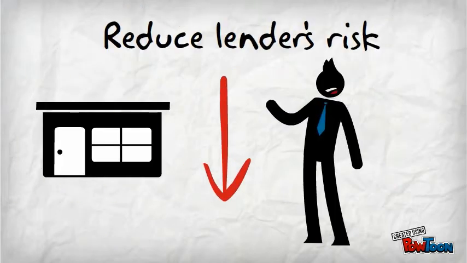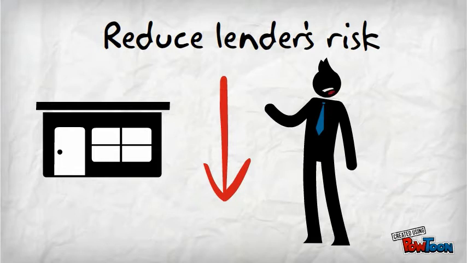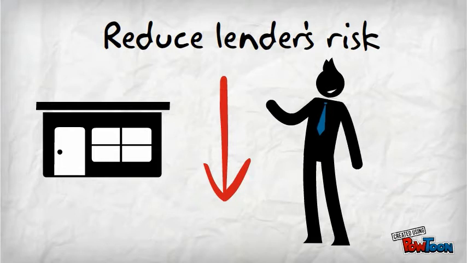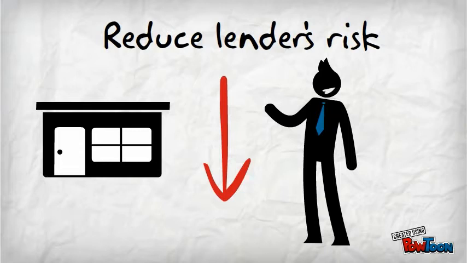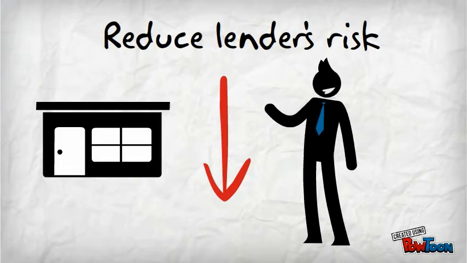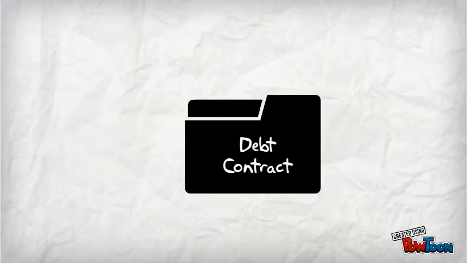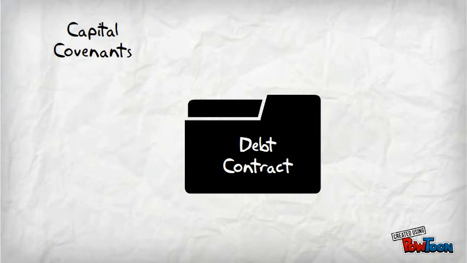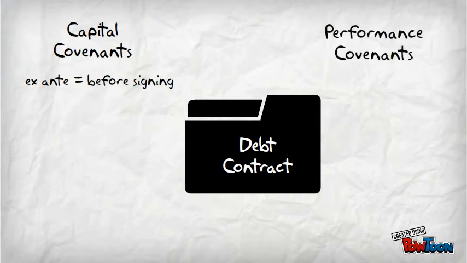Another way to reduce risk of the lenders is to include covenants in a contract. Covenants can be seen as restrictions for the borrowers to assure the lenders that they will be able to repay the loans and the rents. Covenants can be divided in two groups. On one hand, you have the capital covenants, which align the interests of the contracting parties before signing the contract, which is called ex ante. On the other hand, you have the performance covenants, which serve to reallocate decision rights during the contract period.